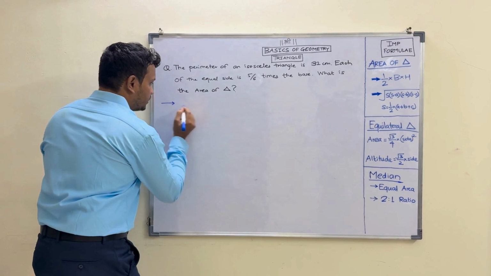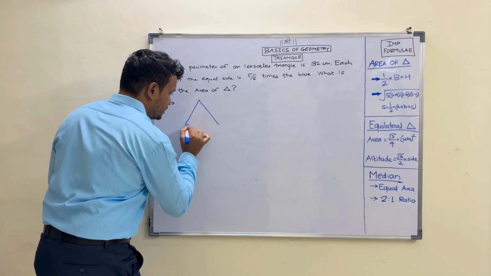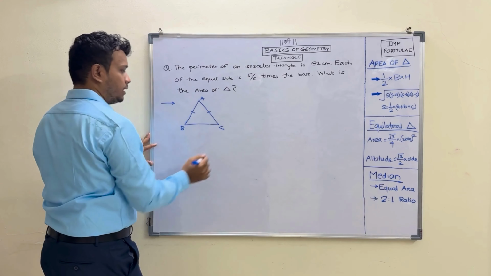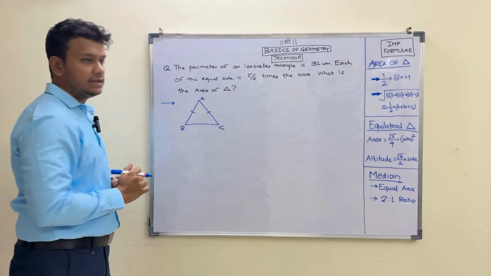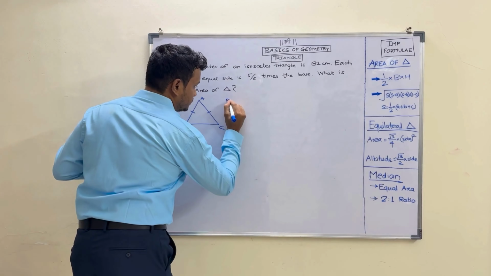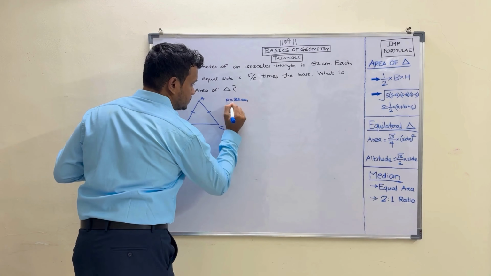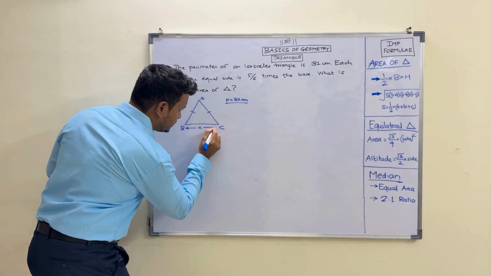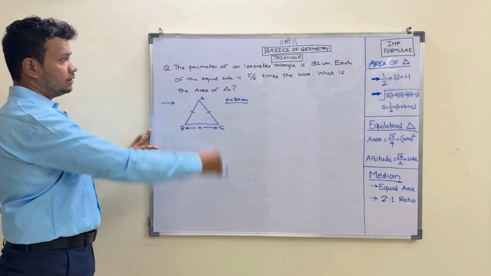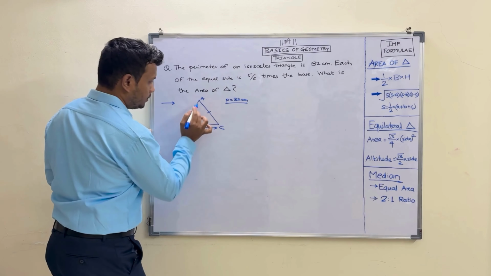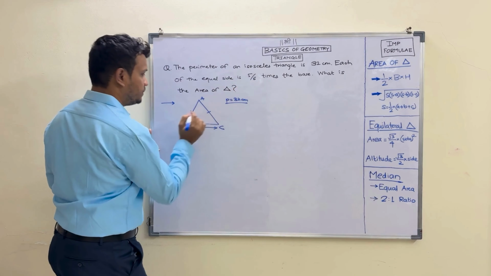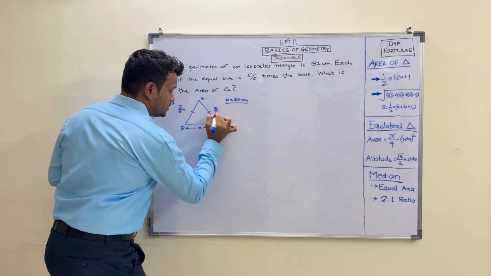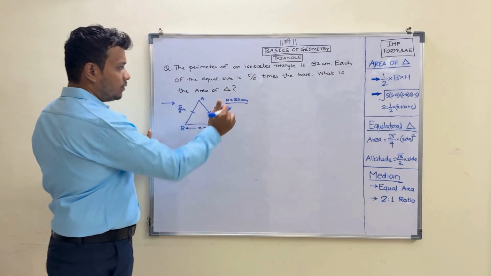So I'll just quickly draw the triangle for reference. This is my isosceles triangle ABC. So A, B, and C. These two sides are equal, and this is the base. And we know the perimeter is equal to 32 centimeters, correct? So I'll just assume the length of this base is x centimeters. With the information given in the question, AB and AC are 5 by 6 times the base. So my AB will be 5 by 6 into x, and AC will be 5 by 6 into x, correct?